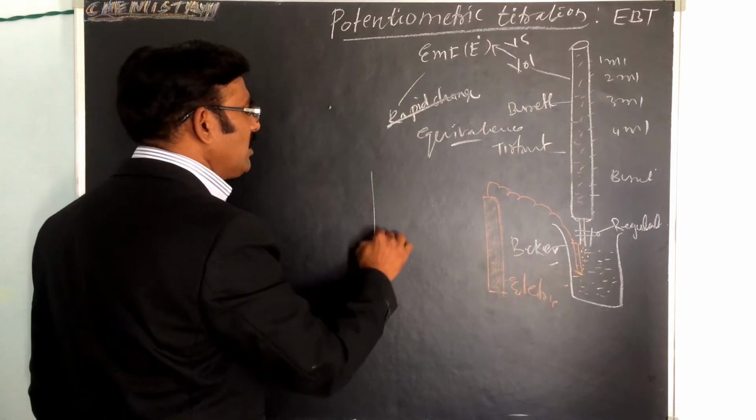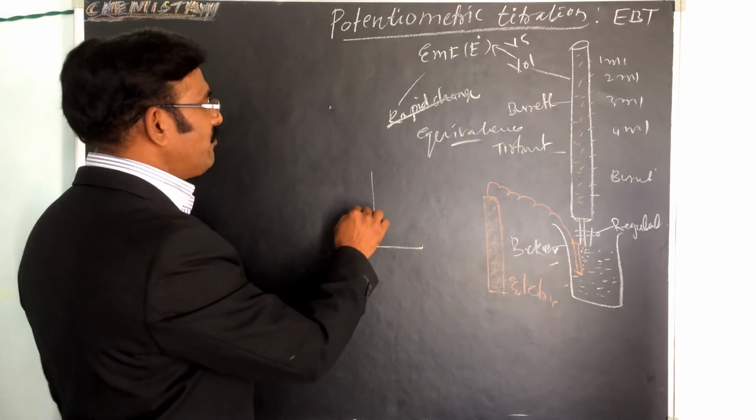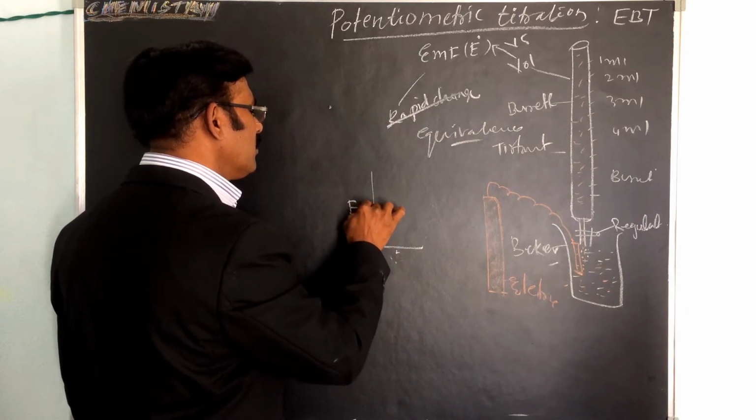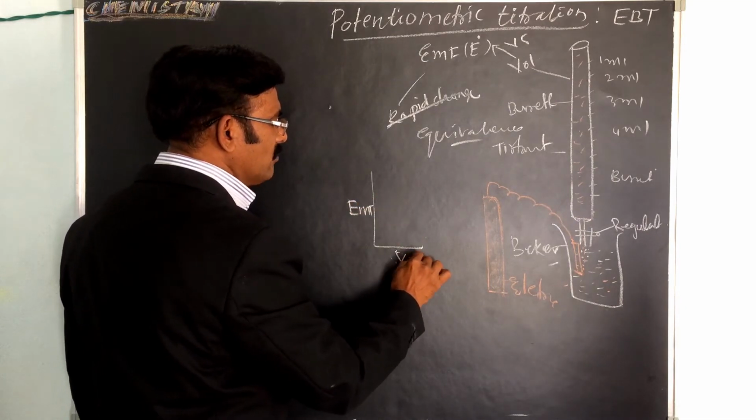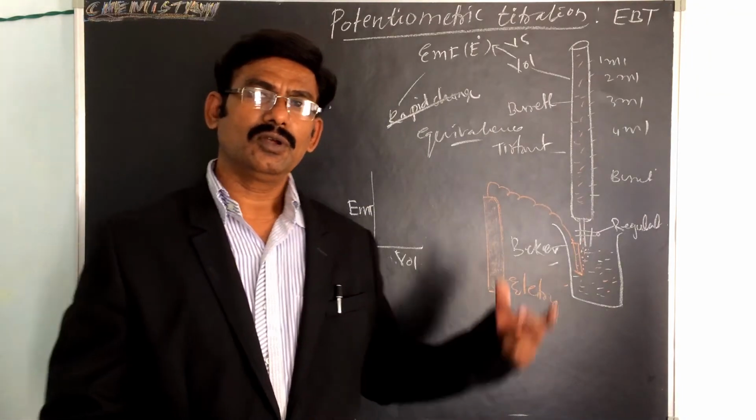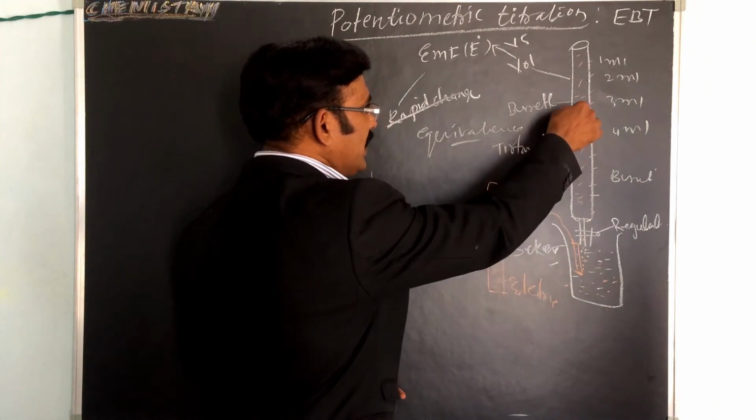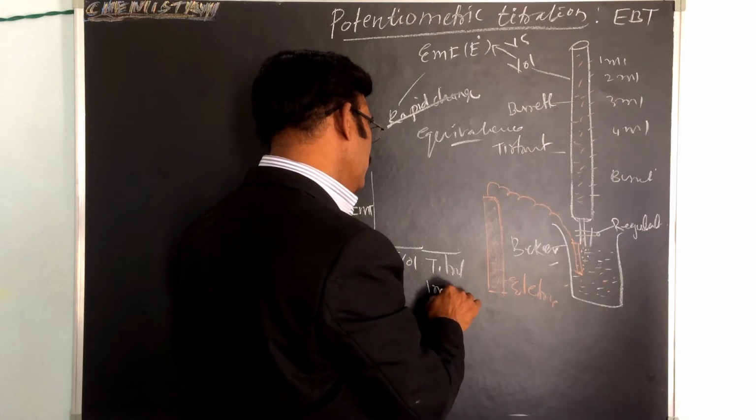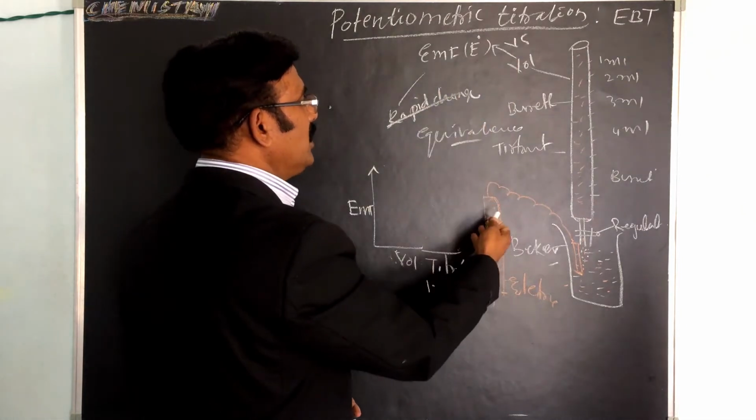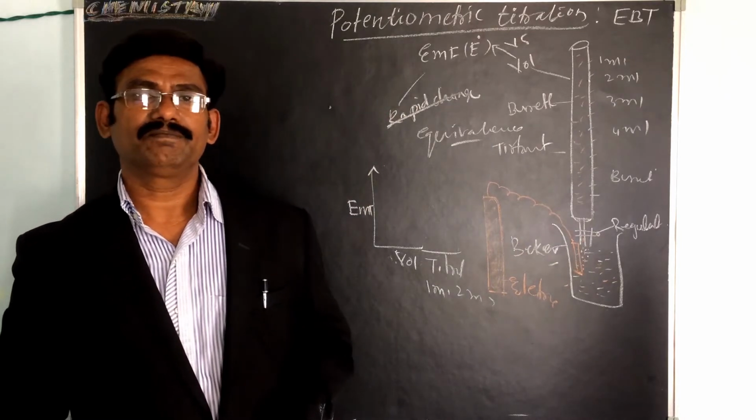How will the plot come? For example, the plot will have the volume of titrant, what we are taking in the burette, with values 1 ml, 2 ml, 3 ml like that, and the EMF or reduction potential, how much? The indicator will show it; the potentiometer will give that.